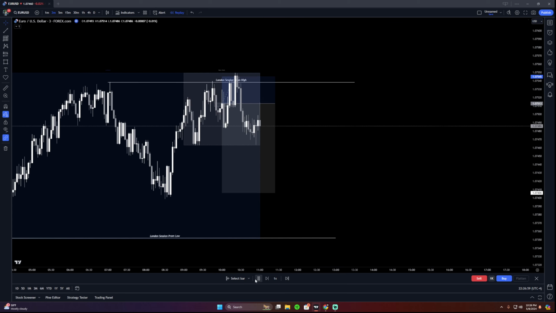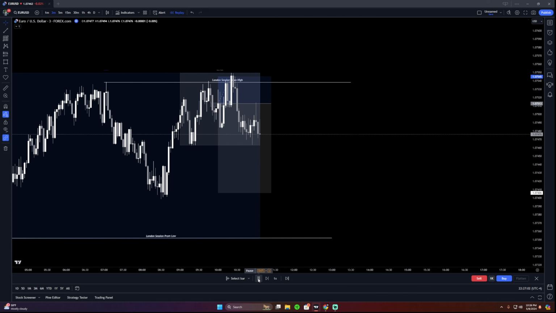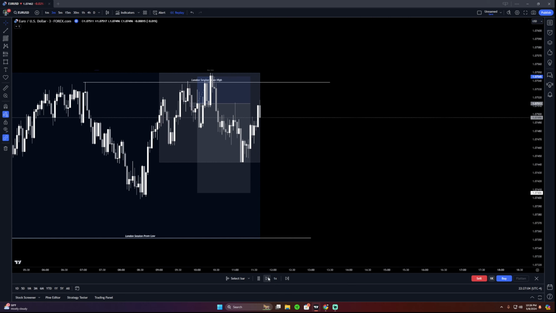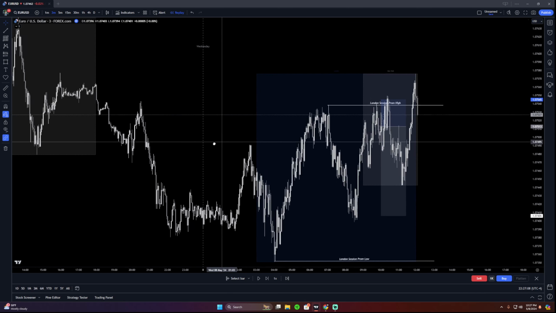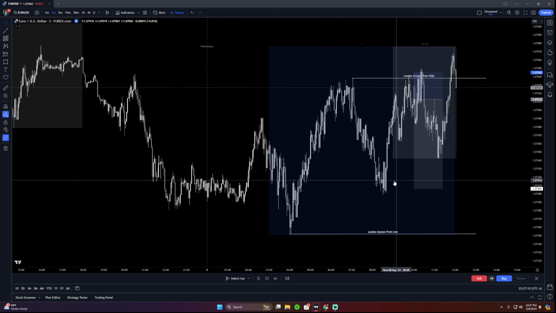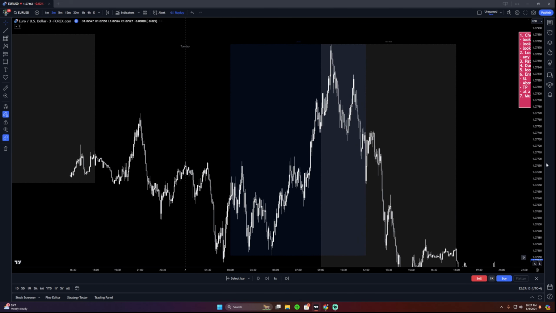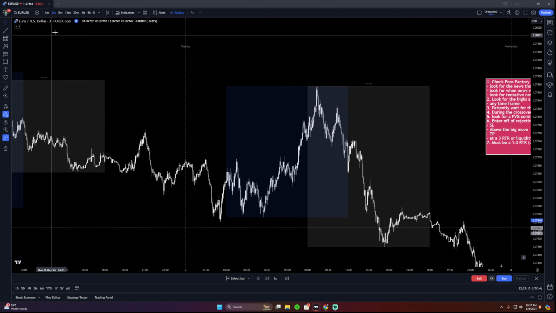Okay, it didn't. That's tough. Anyways, this strategy does have a high win rate. Oh yeah, I remember this trade. Okay, so this one just didn't work out. So we're going to go back and look for a different setup. So let's look at this one.